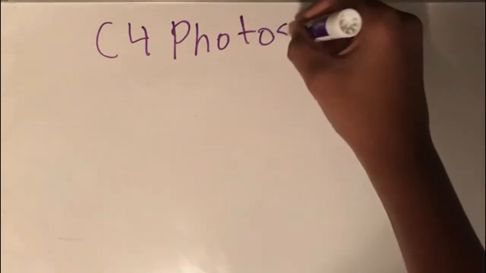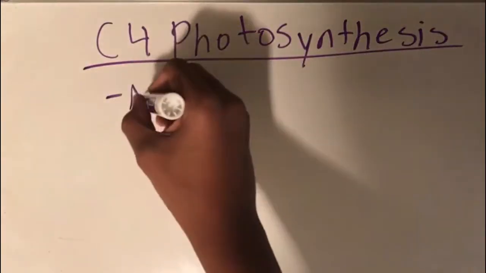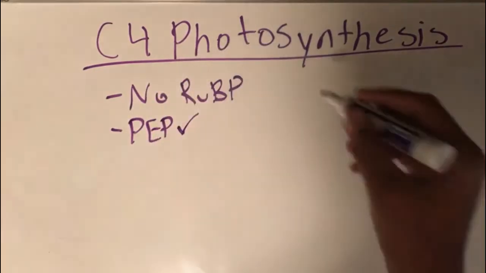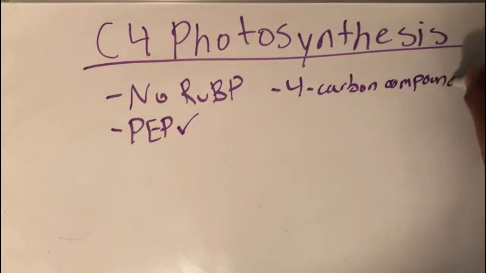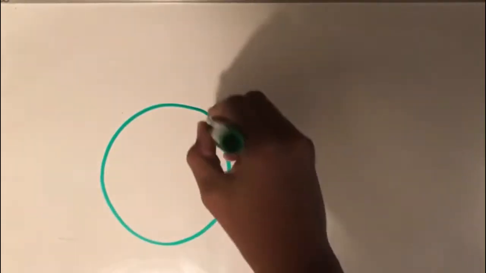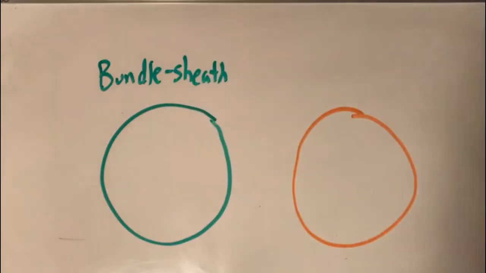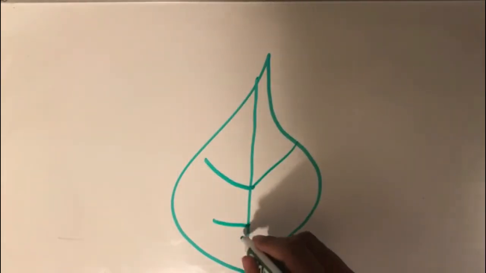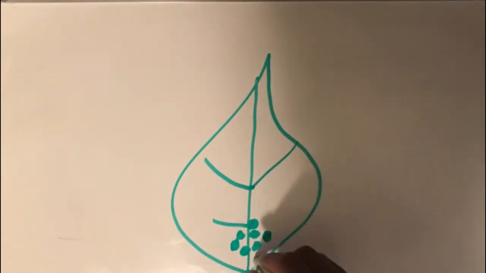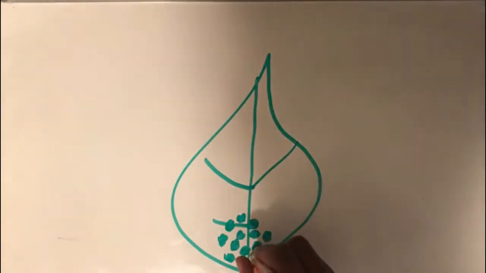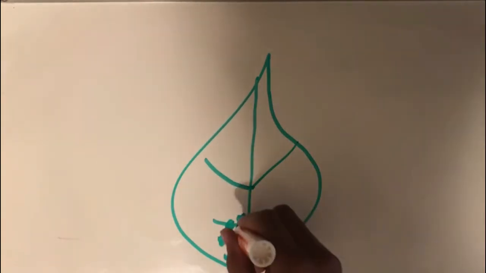Also, in dark reactions, some plants go through C4 photosynthesis. Instead of RUBP, PEP is used. During C4 photosynthesis, a 4-carbon compound is created instead of a 3-carbon compound. In C4 photosynthesis, 2 cells are in use. There are bundle sheath cells and mesophyll cells. Bundle sheath cells are the place where the Calvin cycle occurs and are tightly packed around leaf veins. In these cells, thylakoids are not stacked.